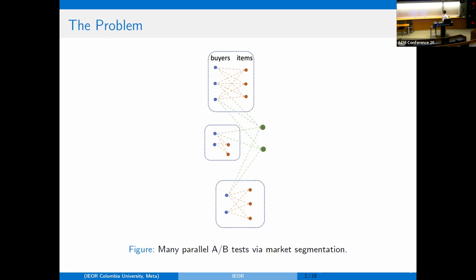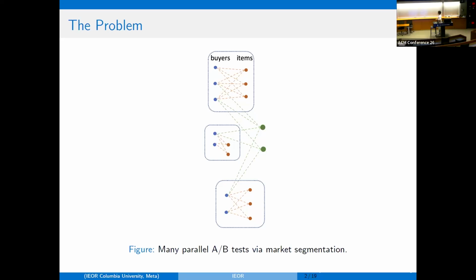So first I model the marketplace as a bipartite graph. On the left are the advertisers, and on the right, the orange and the green nodes are the items or the impressions. So in cluster A/B test, we segment the market into many smaller submarkets, and we hope that each small submarket is a good approximation of the whole market. And then with this segmentation, we can run many A/B tests at the same time.